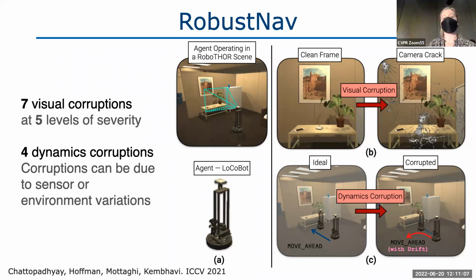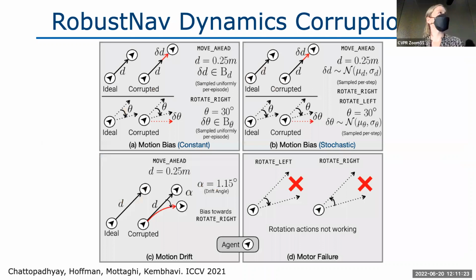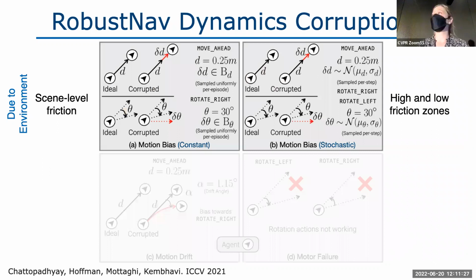Some examples of the corruptions for the visual space include what would happen if there was motion blur, or lower lighting conditions, or if there were debris that ended up on the camera. For dynamics corruptions, there were really just two different types: one that emulated things that would result from an environmental shift, like a change in friction of the floor, or things that would be a result of the agent itself having a malfunction.